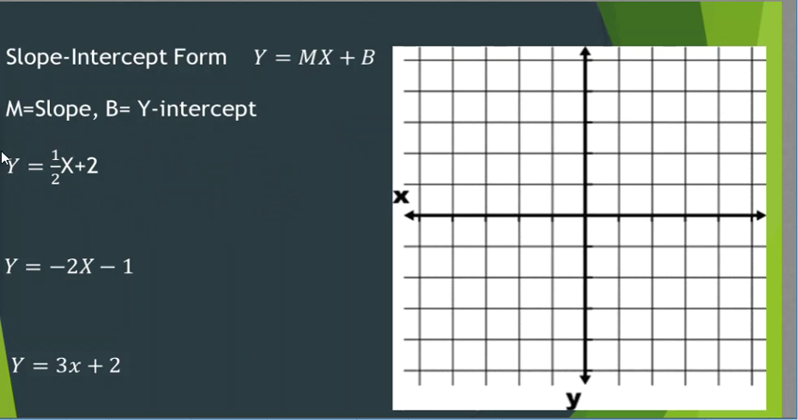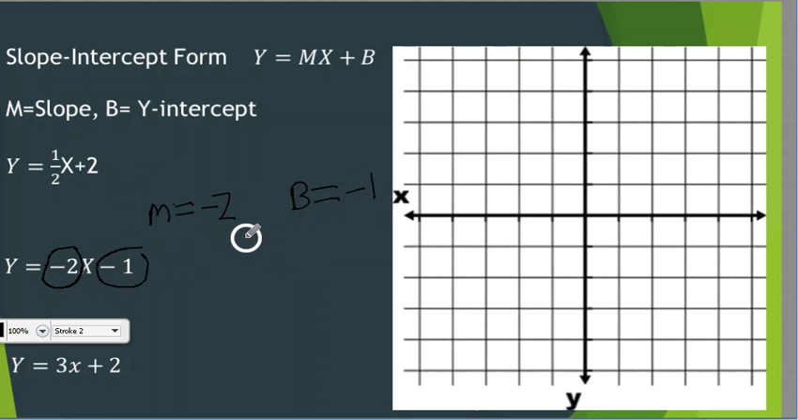Let's go ahead and look at this next equation, y equals negative 2x minus 1. This equation is already in slope-intercept form. You can see we have y on the left side of our equation. We have the x term and the term that's just a number on the right side of our equation. Our slope is the coefficient of our x term. So in this case, our slope is negative 2. That's the number that's in front of the x. And then our y-intercept is negative 1.